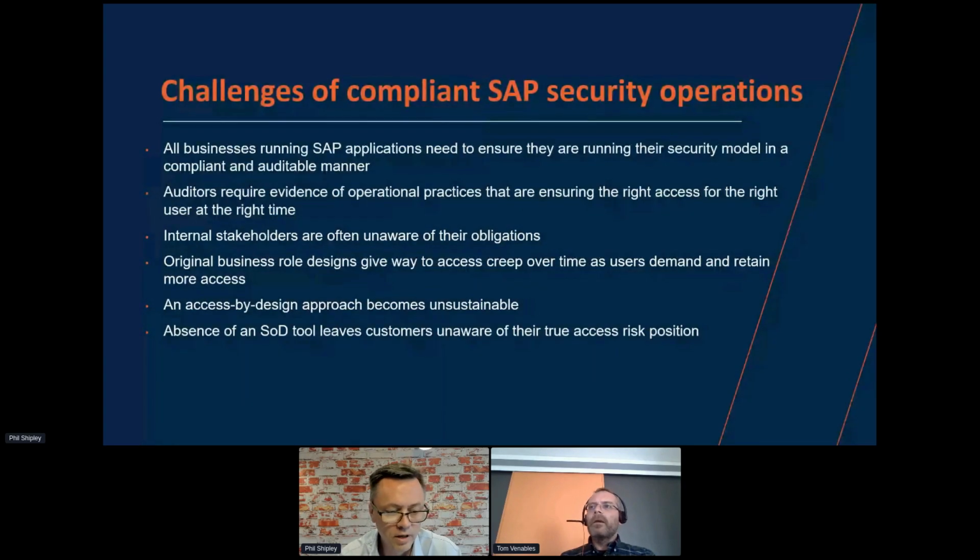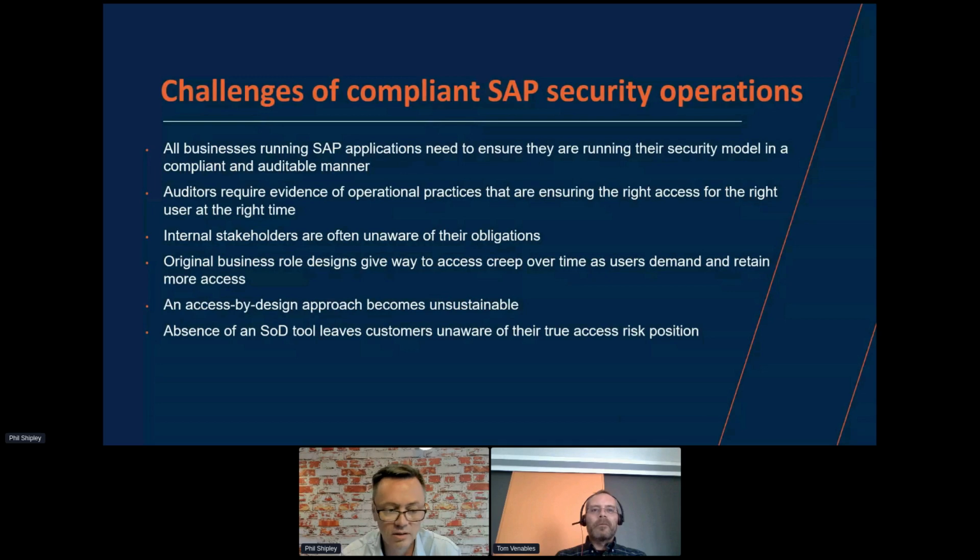And I guess that's what I mean by access by design becomes unsustainable, because documenting a design and sticking to it, again for all the best intentions, becomes just a distant memory for many businesses. Some of my customers have been running SAP 20 plus years, and they've had no redesign work done. They can't put their hand on a business process document or a design document for their security, and you look at their users and roles and it's a complete mess.